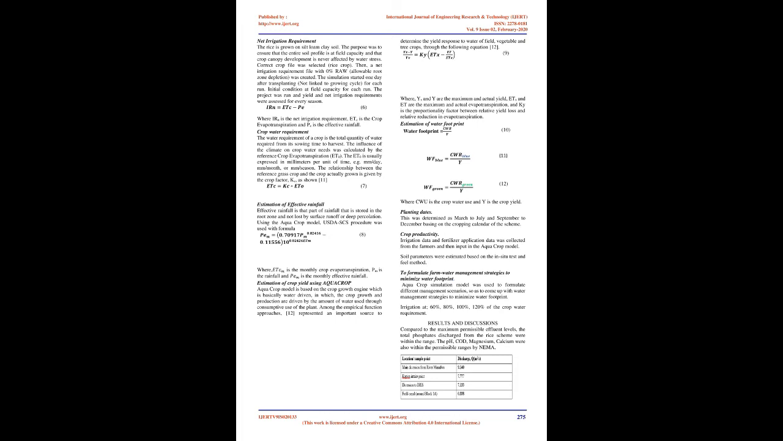Estimation of water footprint, where CWU is the crop water use and Y is the crop yield. Planting dates. This was determined as March to July and September to December based on the cropping calendar of the scheme. Crop productivity. Irrigation data and fertilizer application data were collected from the farmers and then input in the AquaCrop model. Soil parameters were estimated based on the in situ test and feel method.